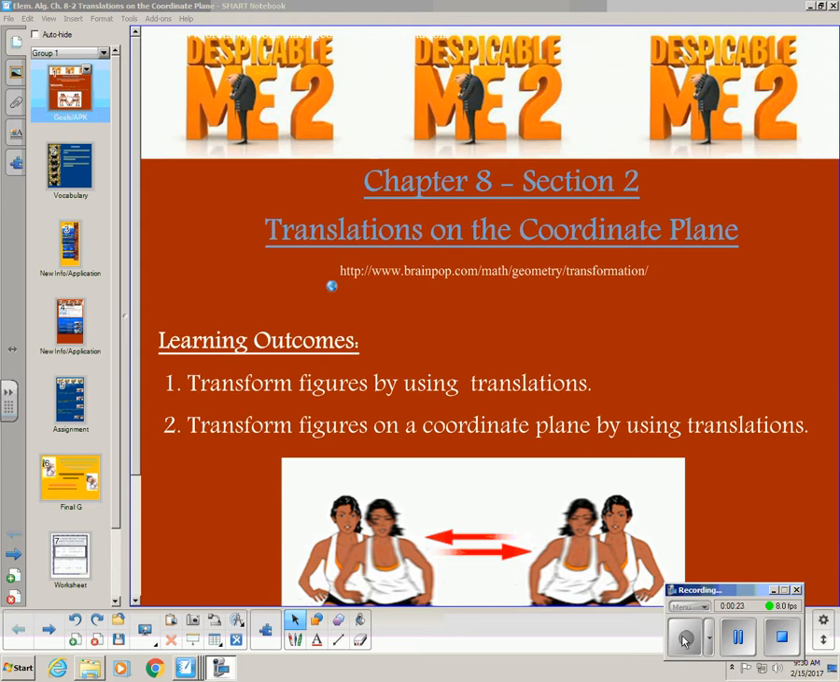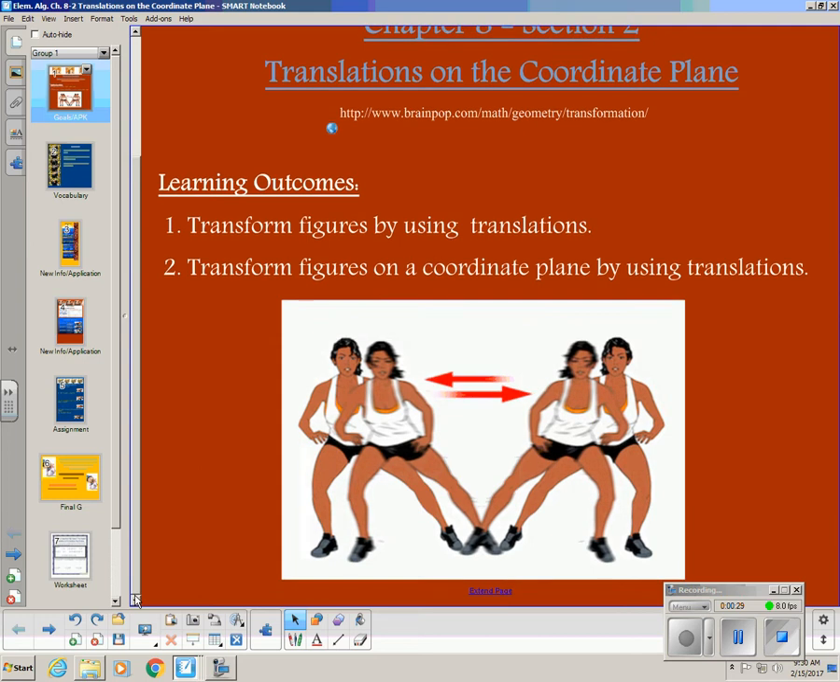We're going to be talking translations, rotations, reflections, and dilations, but I think this one's the easiest, so I wanted to start there. We have two goals for today: to transform figures by using translations, and then to transform figures on a coordinate plane by using translations. Now you can kind of see from the picture that a translation is simply a slide. You are just moving your object or your point from one space to the next. You're not changing the size, you're not changing the orientation, you're just moving the location.